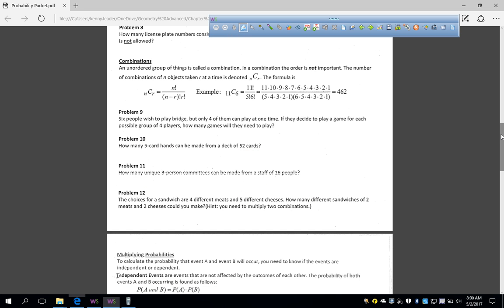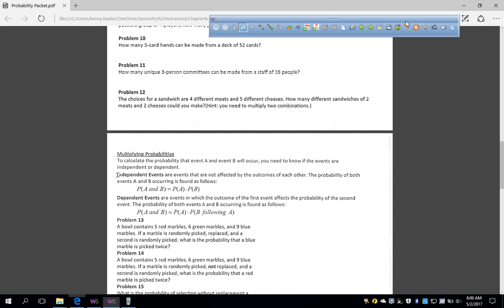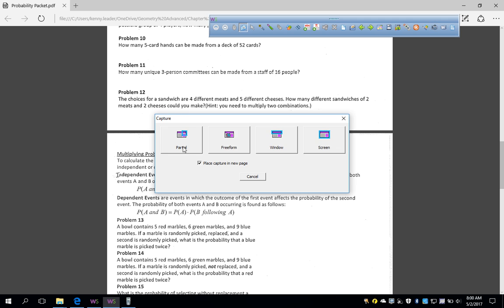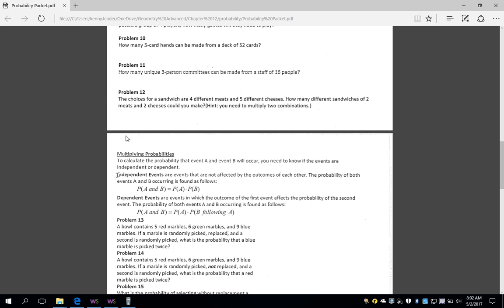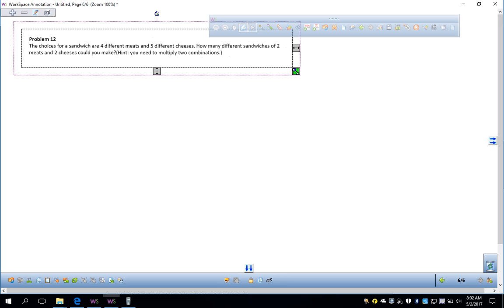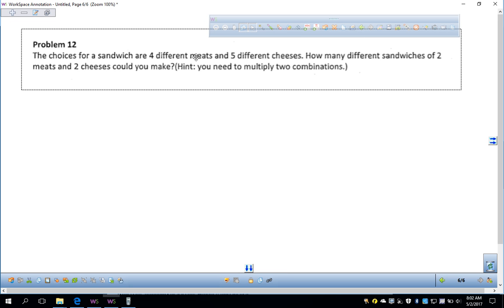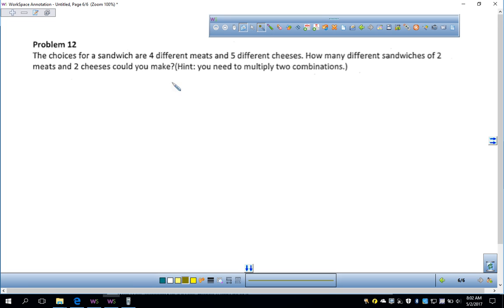Next one adds a little bit of spice to the mix here. So with this next one, sandwiches. So this is kind of a combination of combinations. Choices for a sandwich are 4 different meats, 5 different cheeses. How many different sandwiches of 2 meats and 2 cheeses could you make? Okay? So, how many different ways? So sandwiches are 4 different meats and 5 different cheeses. How many different sandwiches of 2 meats?